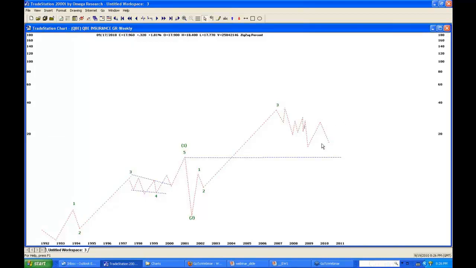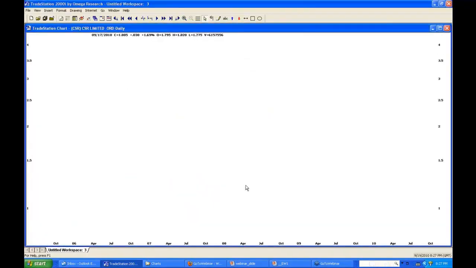But the question is, are we going to get a bit more of a retracement? Where are we going with this particular pattern? So you can see from this kind of style of chart, it becomes a lot easier to start looking at wave counts. Let's bring up CSR. That's a daily chart of CSR.